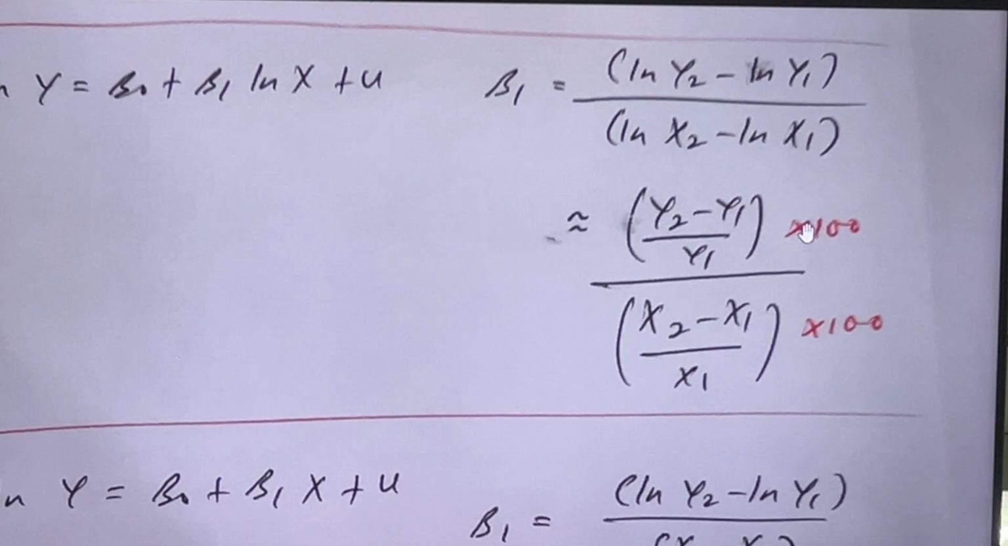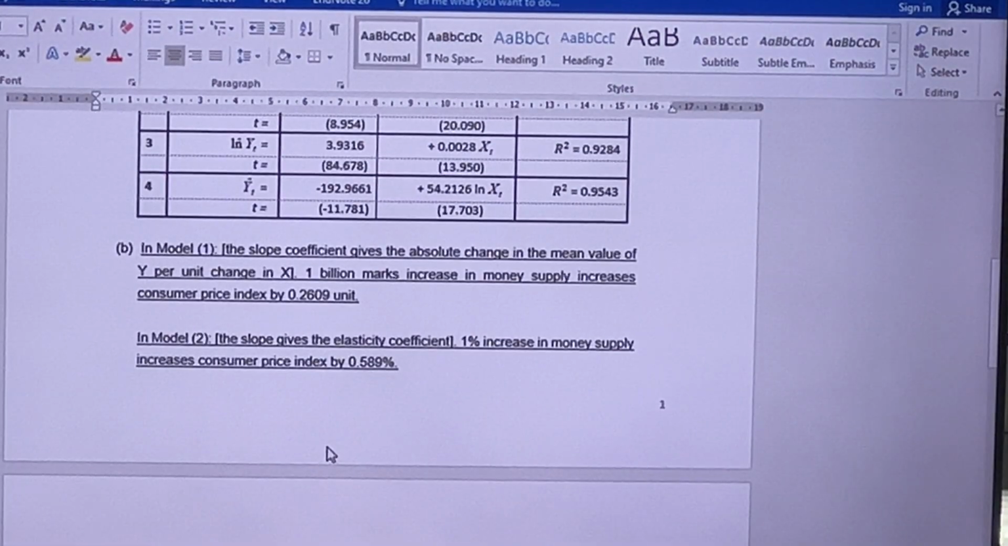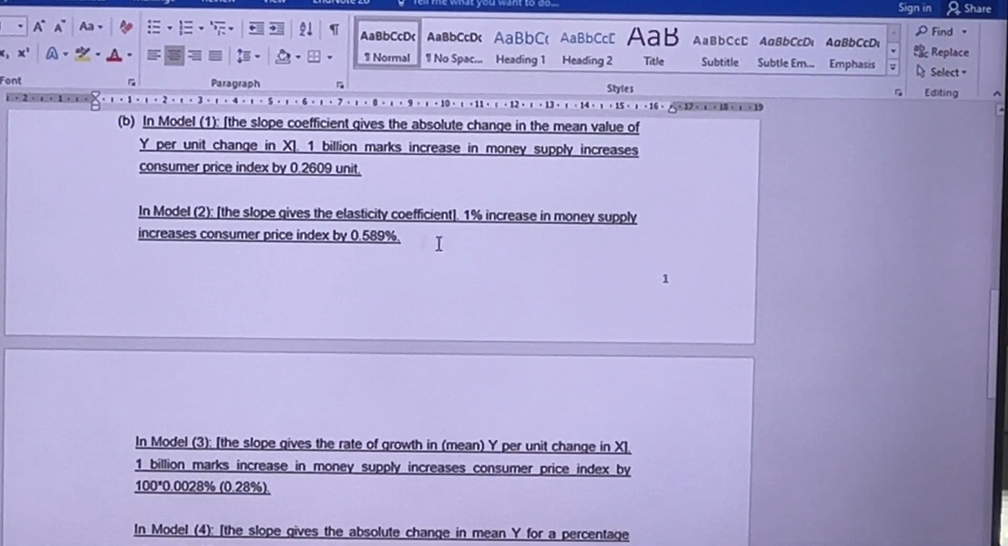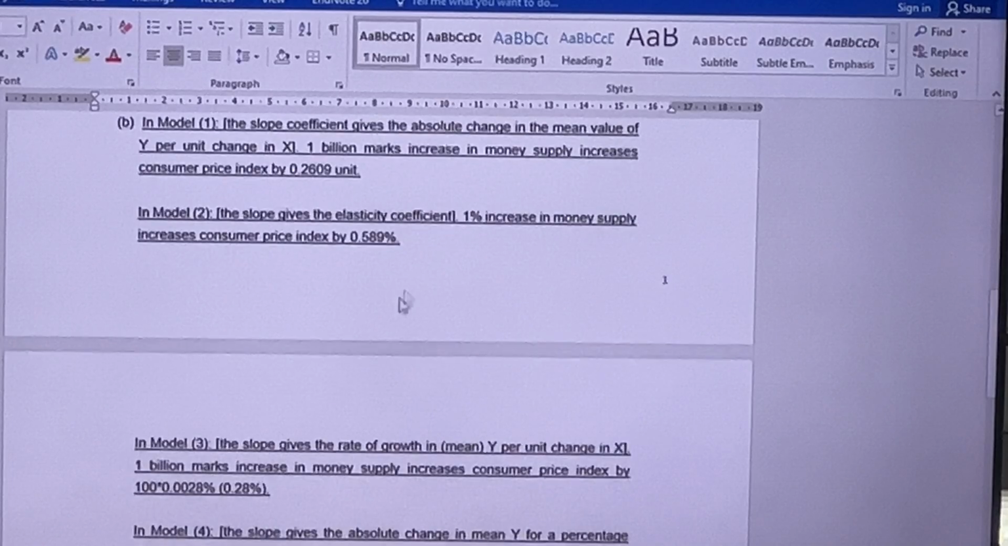But because this one, if you multiply or not multiply, you get the same values. Because this one cancel out this one. So whether you multiply, you don't multiply, you get the same value. So you just can take the estimated value, and then you can just interpret as percentage, as elasticity of percentage. So for model number 2, the slope give the elasticity coefficient: a 1% increase in money supply, increase consumer price index by this one, so the elasticity.